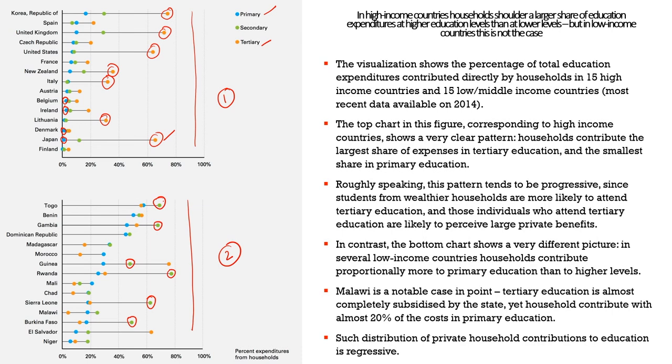Roughly speaking, this pattern is actually a progressive one, because students from wealthier households are more likely to attend tertiary education, and therefore these individuals who attend tertiary education are likely to receive very large private benefits of education. If you can recall the discussion that we had about the opportunity cost foregone, and the amount of outlay one has to make on education in expectation of the future benefits that one is going to receive out of education.